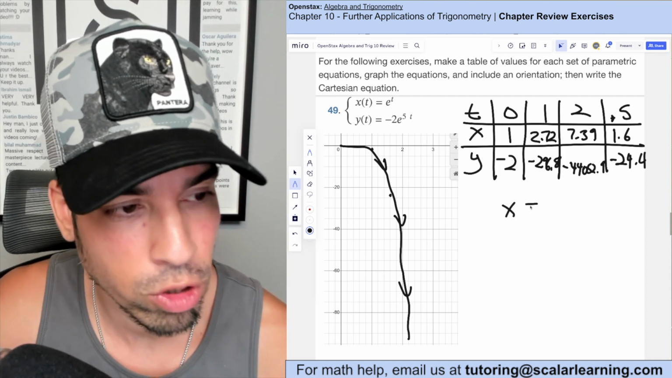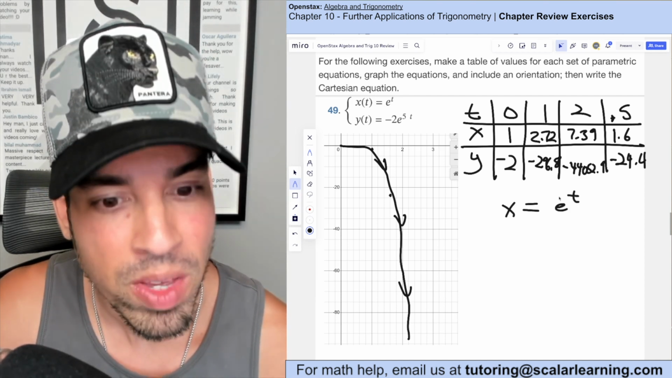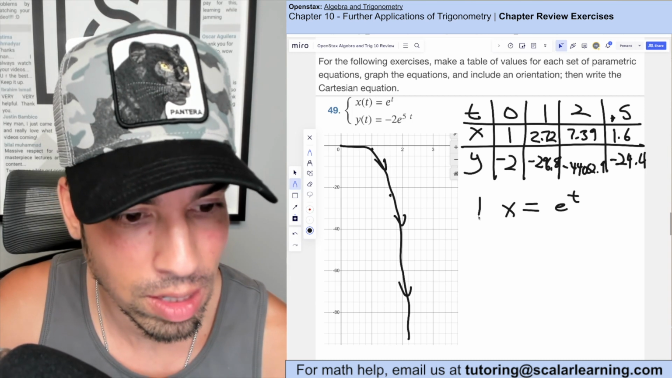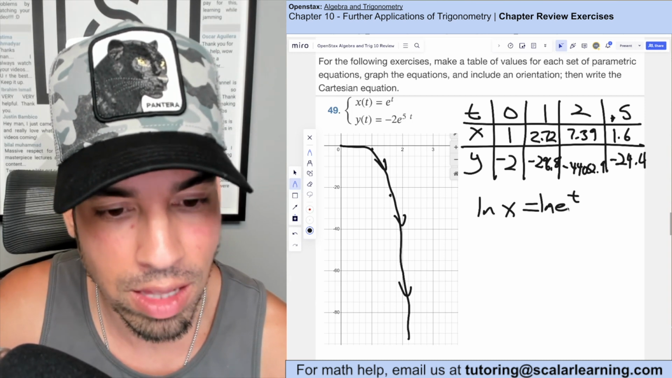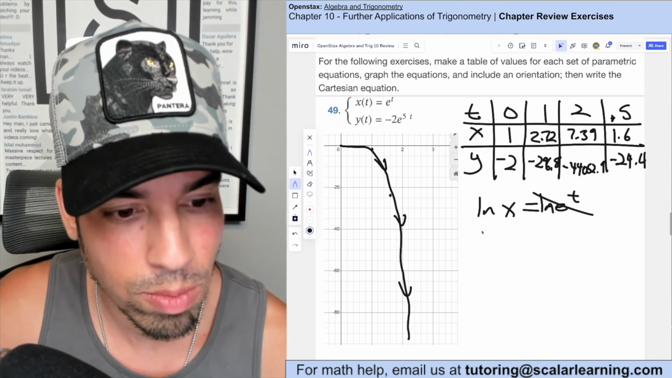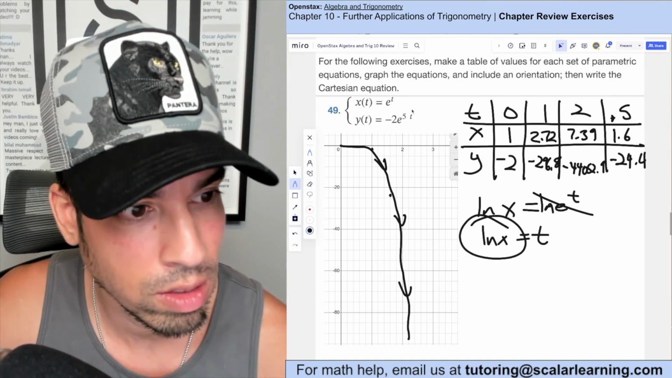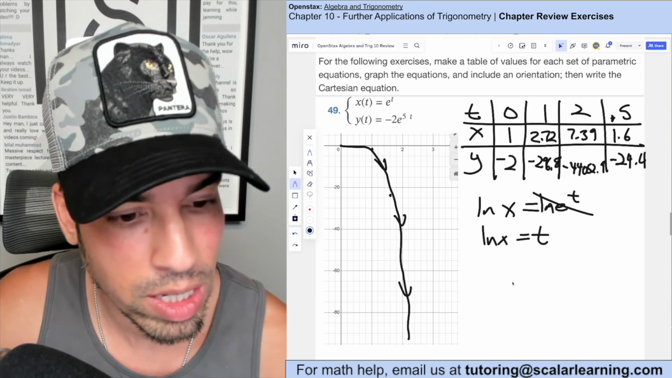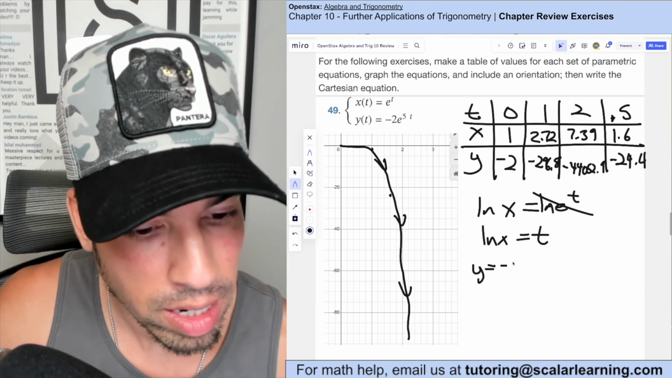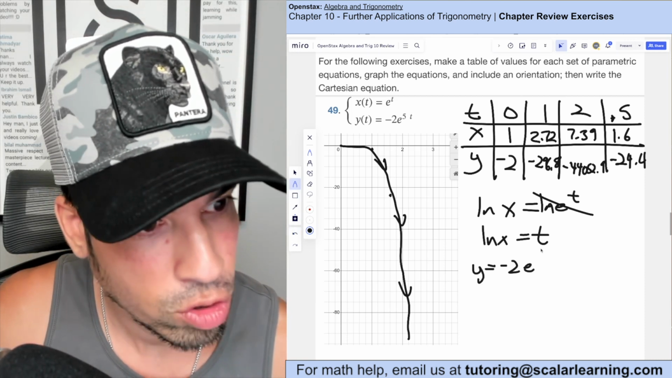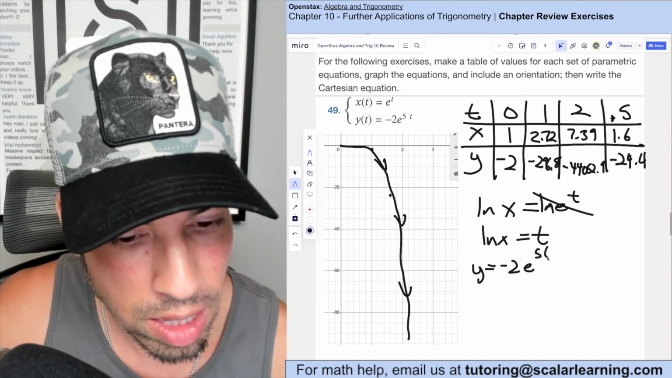So I'm going to start with the first equation, x equals e to the t. And then I'm going to isolate t. I'm going to take the natural log of both sides because ln of e just cancels out. So then we got ln of x equal to t. Now I can substitute ln of x in for t over here. And we get y equals -2e to the 5 times ln of x.